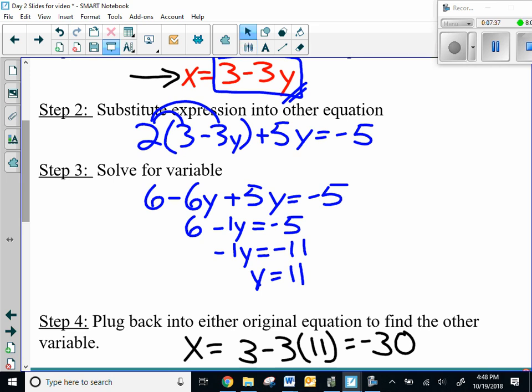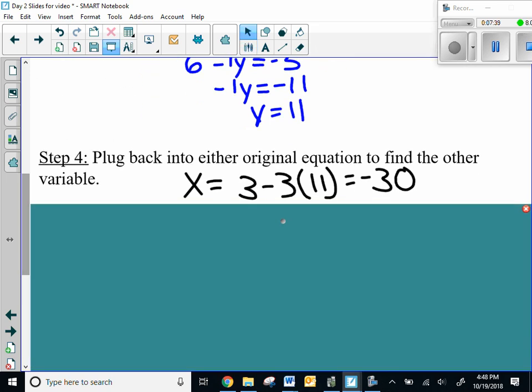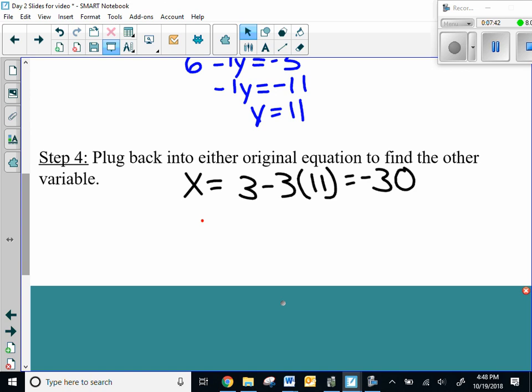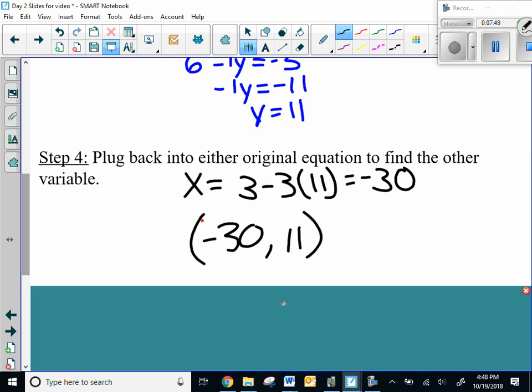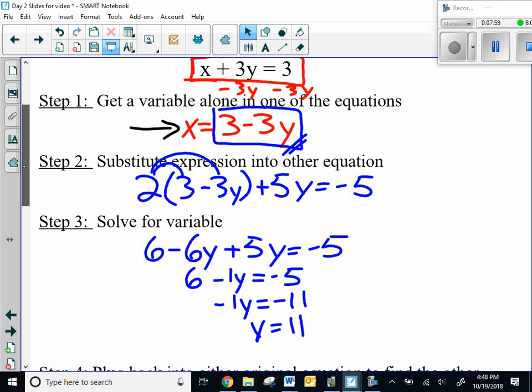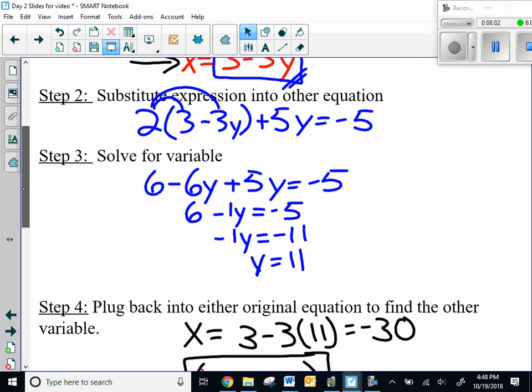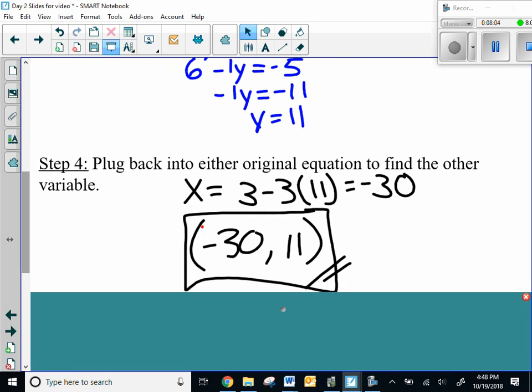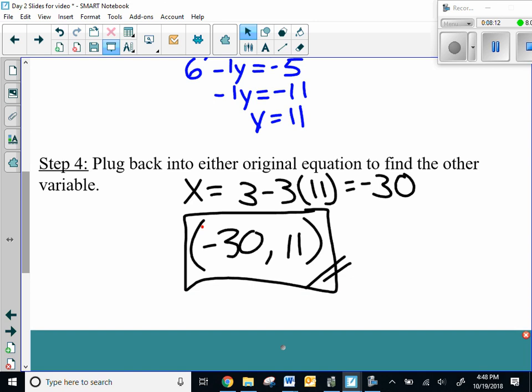So we know our x, we know our y. Last thing we've got to do is just make sure we write it as a, you guessed it, a point. Always write it as a point. So it would be the point -30, 11. So again, just a quick recap of what we did. We got a variable alone, plugged it into the other equation, solved for y, plugged that back in to find our x. Great, so I'm going to have you guys try one of these.